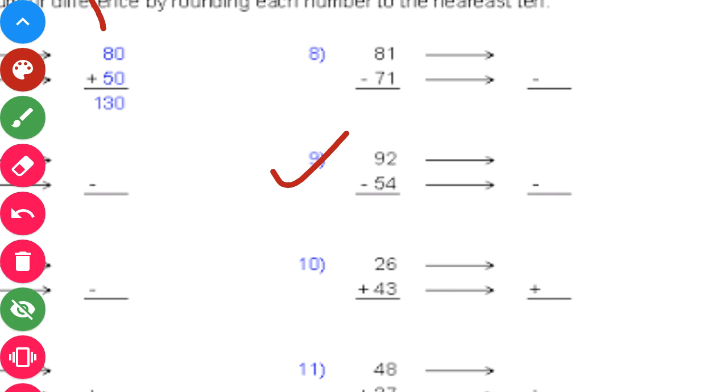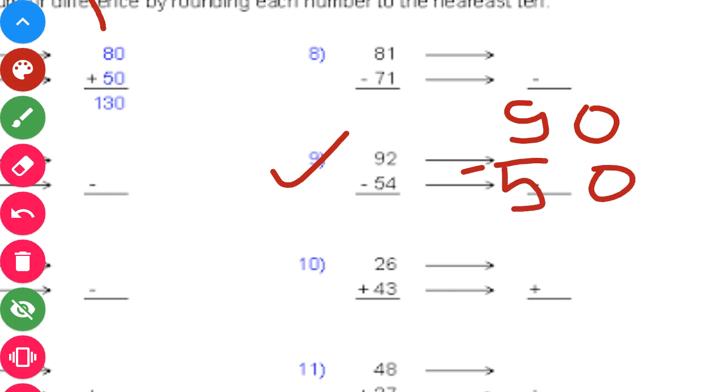Okay, let us do. So 92, we are having 2 at ones place, which is smaller than 5. So this 92 will become 90, and 54, we are having 4 at ones place. So 4 is smaller than 5. Again, this will be rounded down.